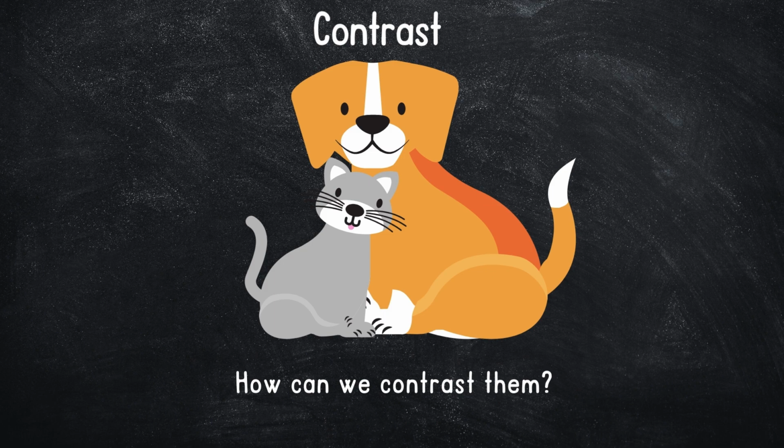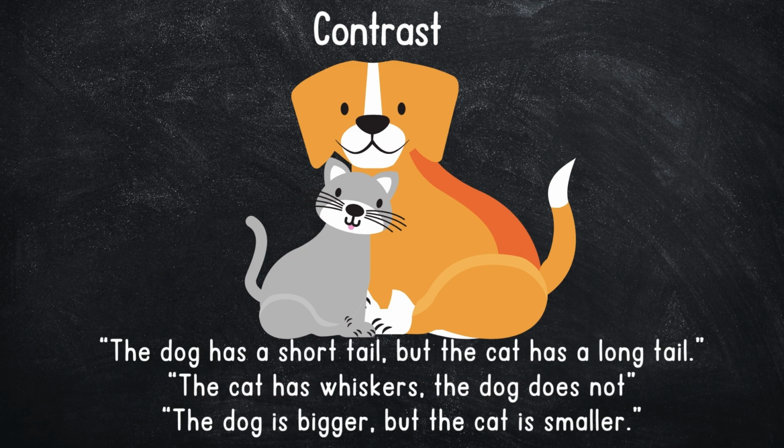How could you contrast them? Well, you can say the dog has a short tail, but the cat has a long tail. The cat has whiskers, the dog does not. The dog is bigger, but the cat is smaller.